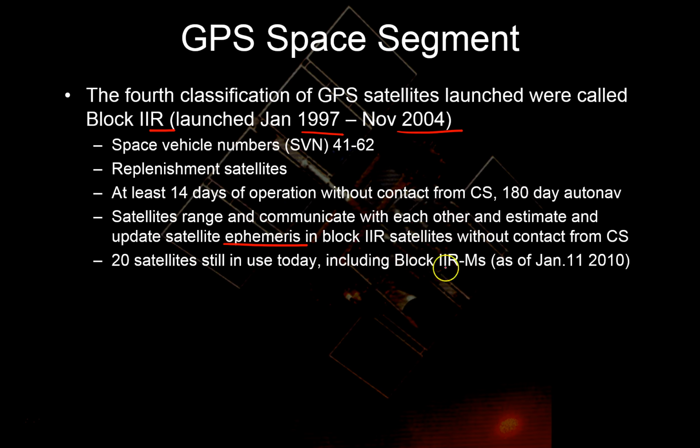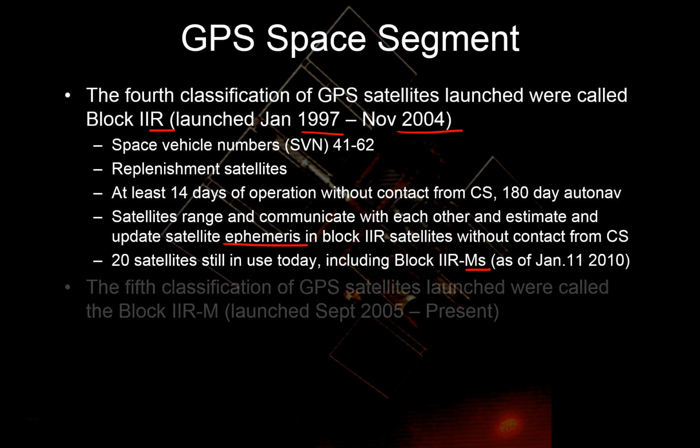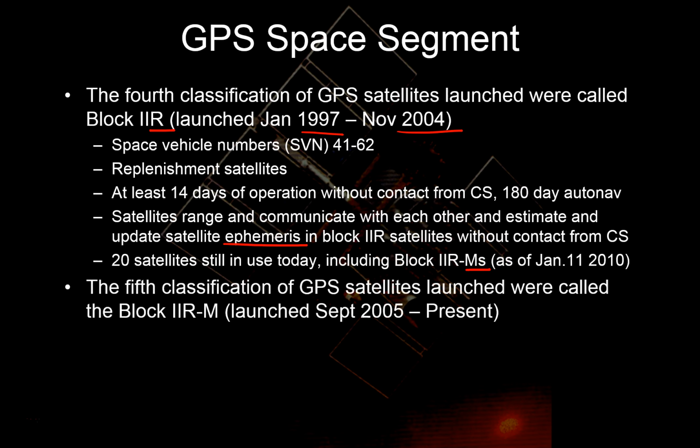Sorry, this is a kind of precursor here. We're going to talk about the next classification after Block 2R, which we're currently talking about: Block 2RM satellites. Okay, so we call this the 5th classification, and this is incorrect because these are no longer being launched. The ones that are being launched currently are Block 2F satellites, which we'll talk about next.